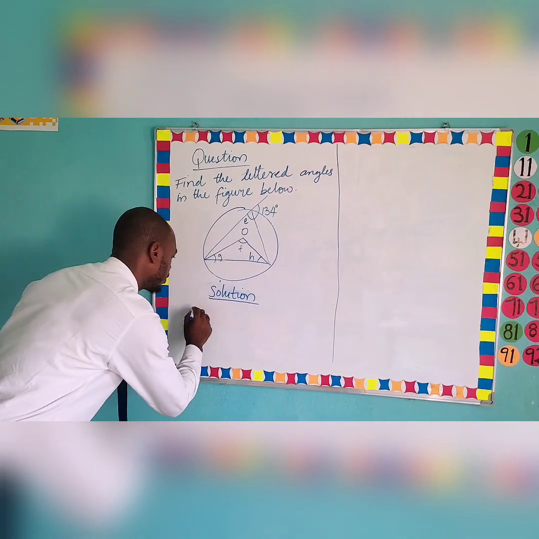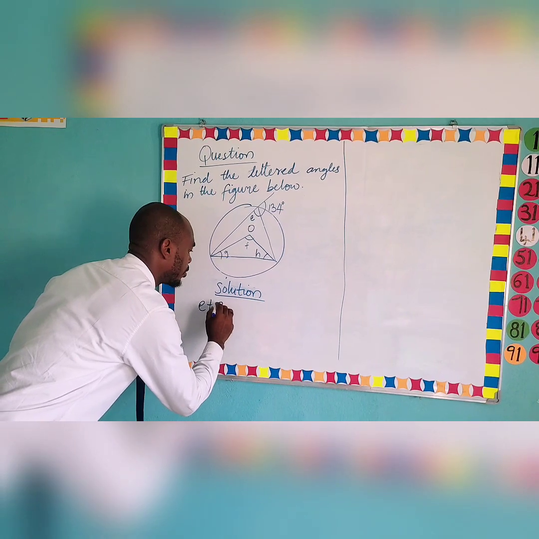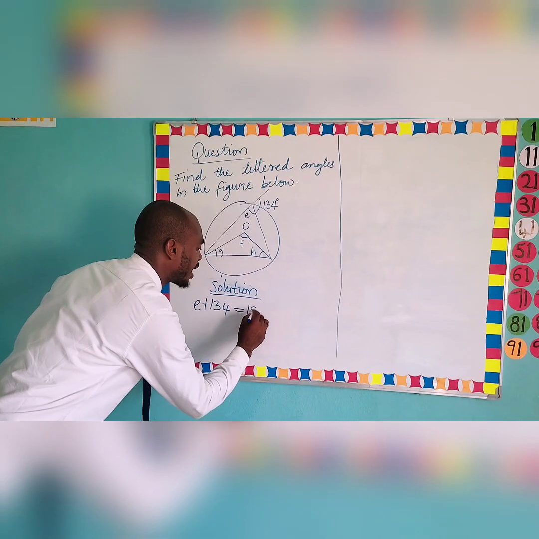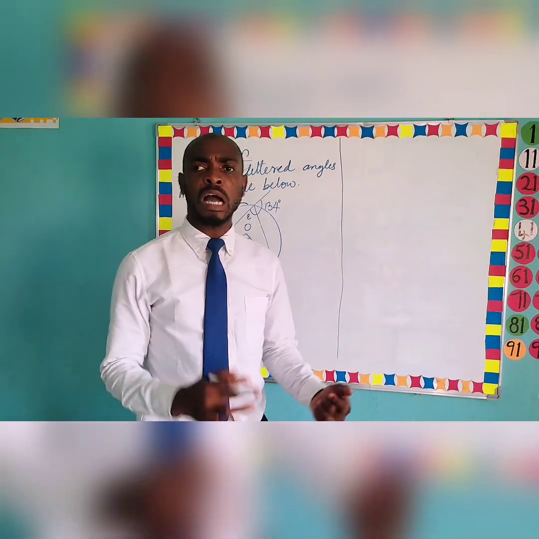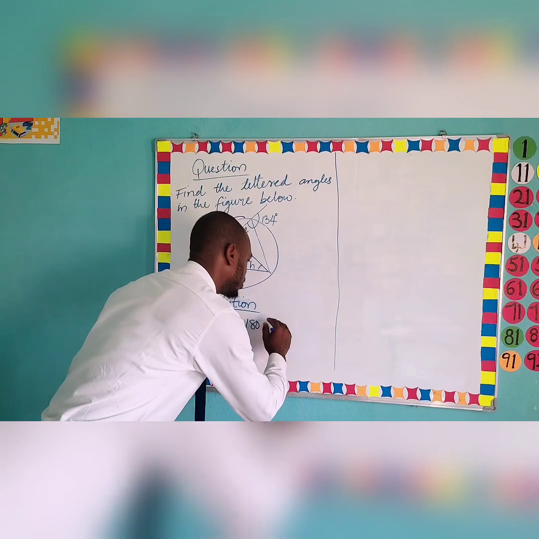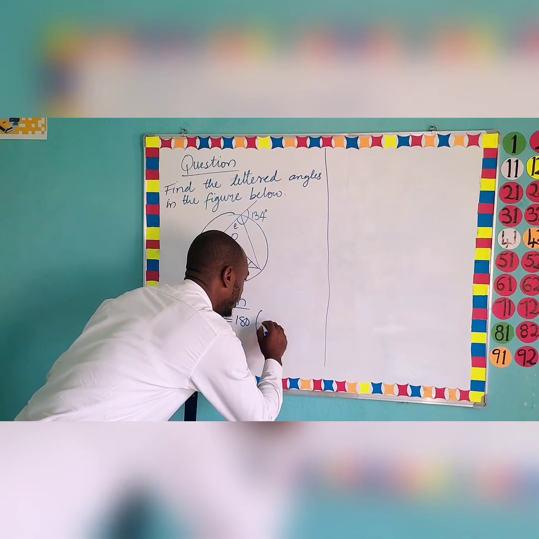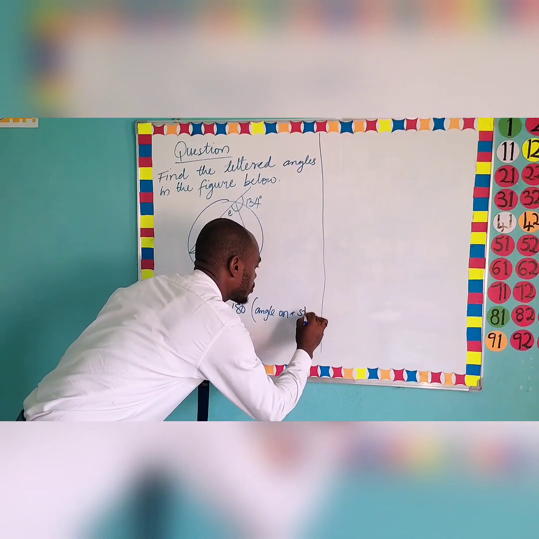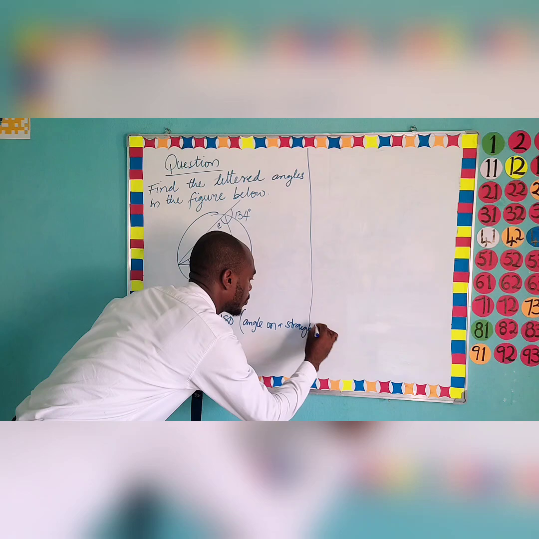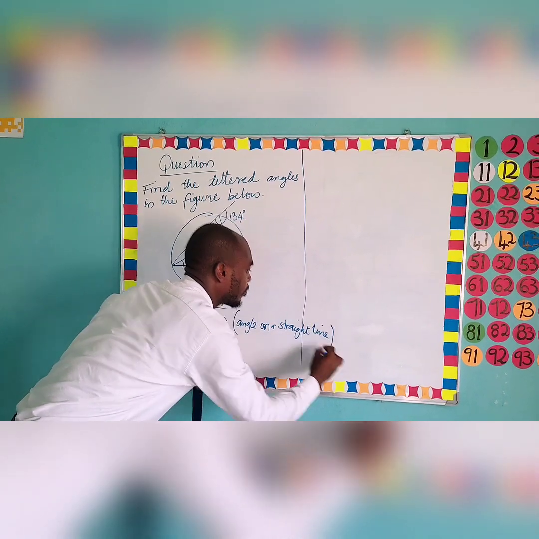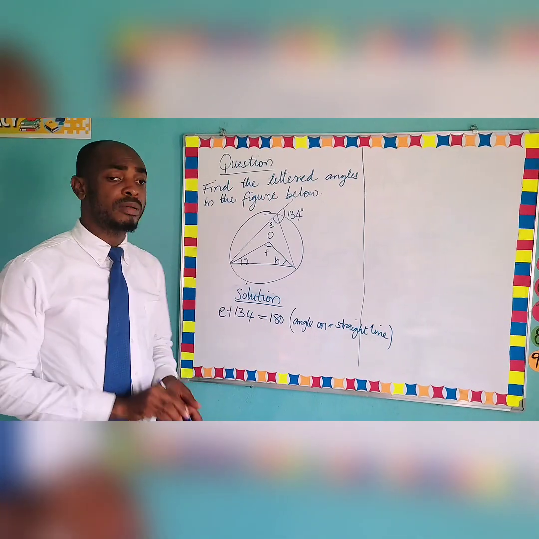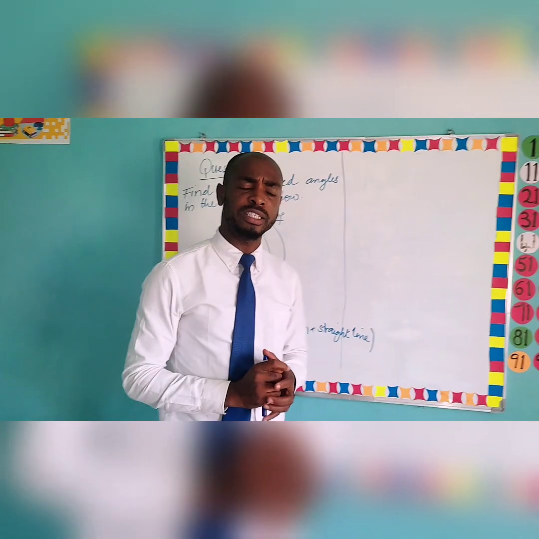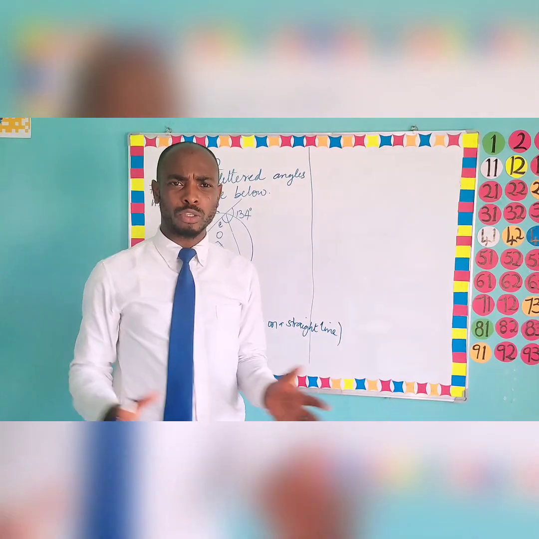Now to find E: E plus 134 equals 180. Why are they equal? Because they are on a straight line. An angle on a straight line is equal to 180. A straight line angle equals 180, or sometimes we call them supplementary angles. When two angles add up to 180 degrees, you call the two angles supplementary angles.